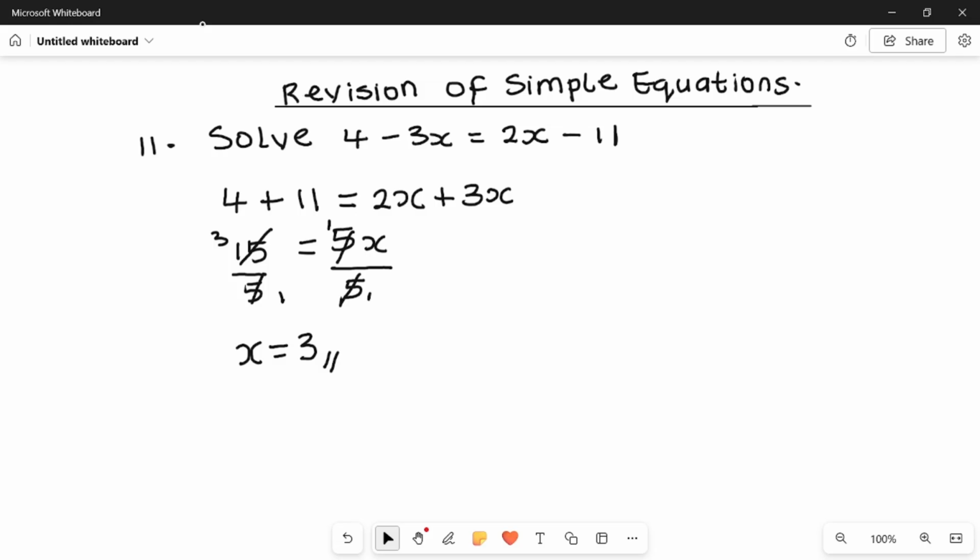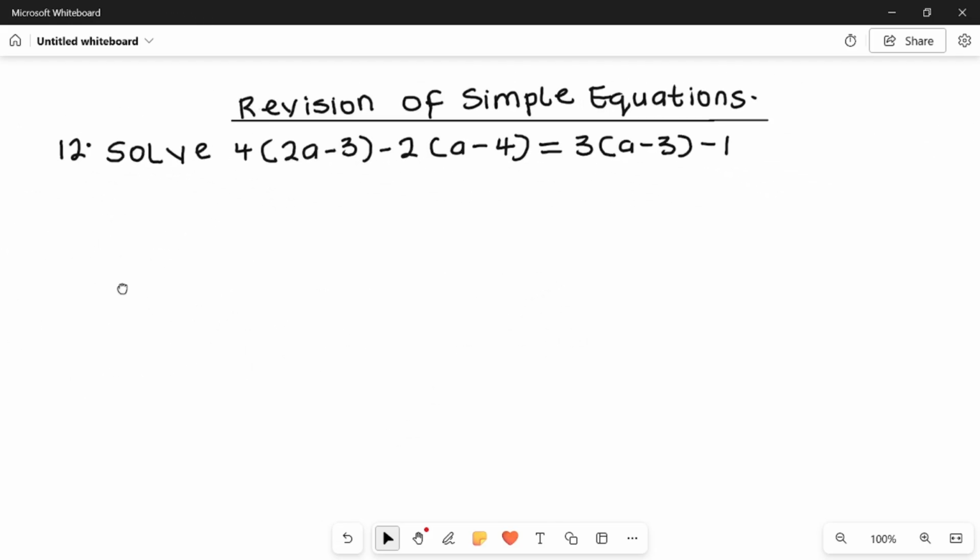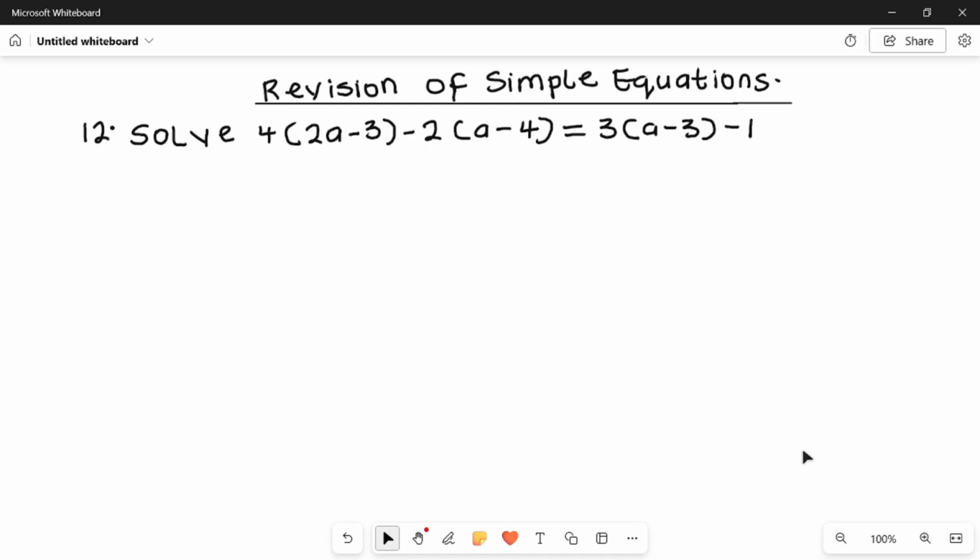Very simple. So let's move to the next question. Still on revision of simple equations. The question says solve 4 into 2a minus 3. So this 4 is multiplying everything inside this bracket. Minus 2a times everything inside this bracket, that's a minus 4, equals to 3 times everything inside the bracket, a minus 3 minus 1.